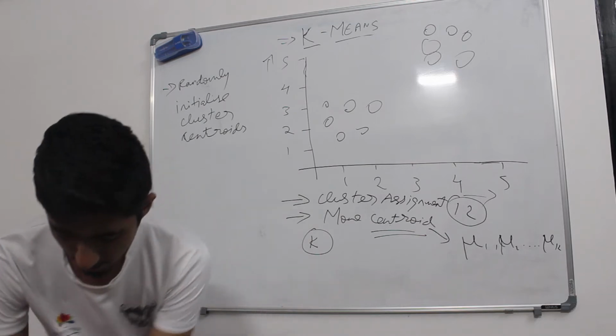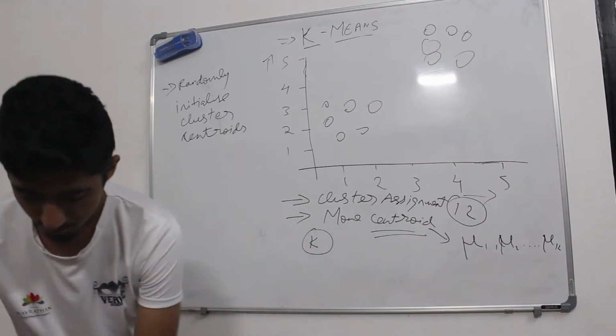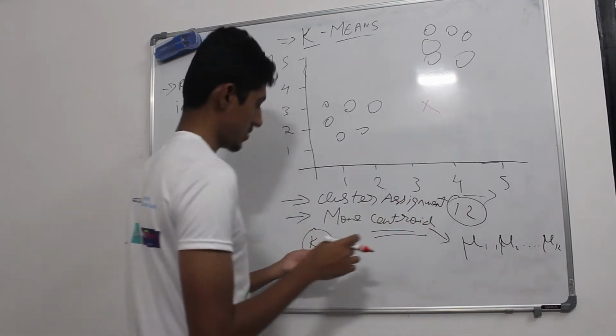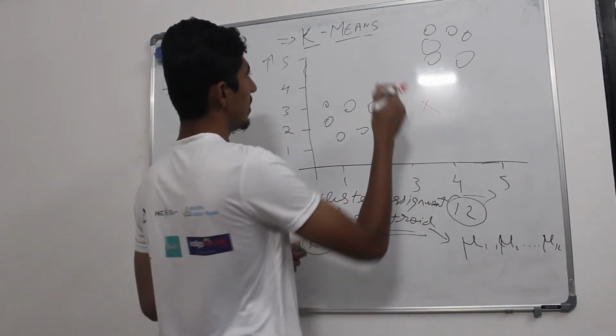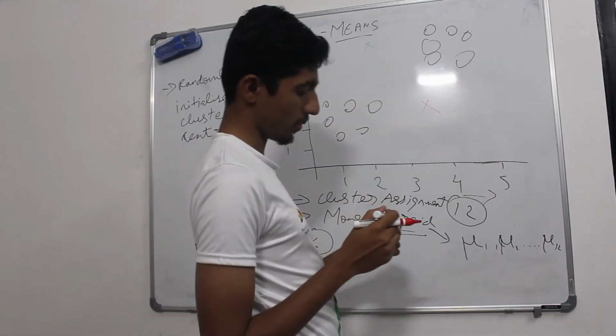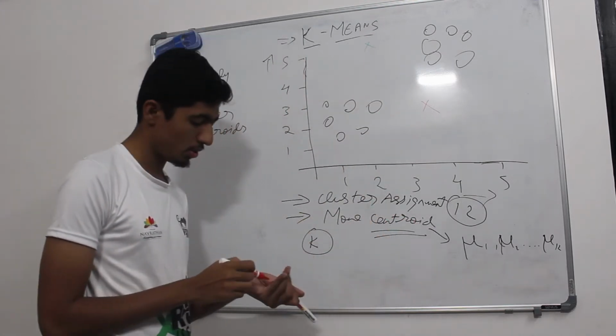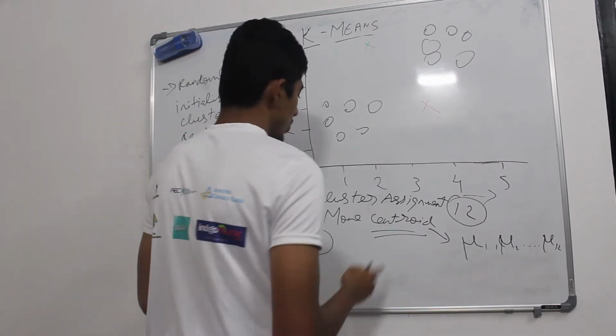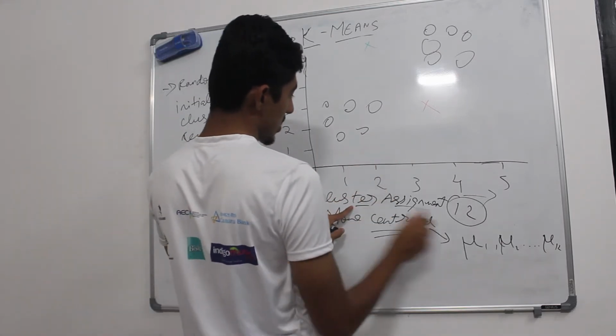I'll take red and green. So let's consider the red one as the first cluster and the green one as the second one. These are two cluster centroids that I have defined already. Now let's talk about the cluster assignment step.